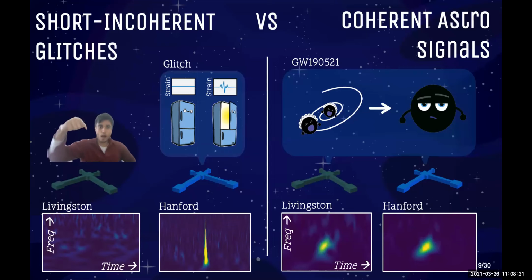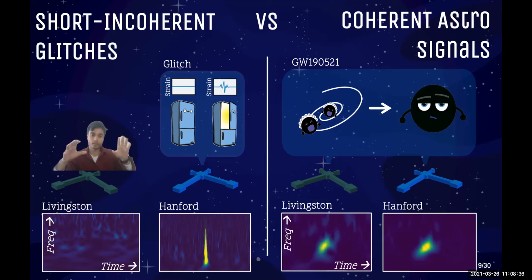The spectrograms on the bottom of the slide are frequency-time plots of the detector data. Here on the left side of this slide, we have a spectrogram of a glitch in Hanford, and in Livingston there was nothing happening, so it was just blank in a way. So this is an incoherent glitch. It's only present in one detector, so it's incoherent.